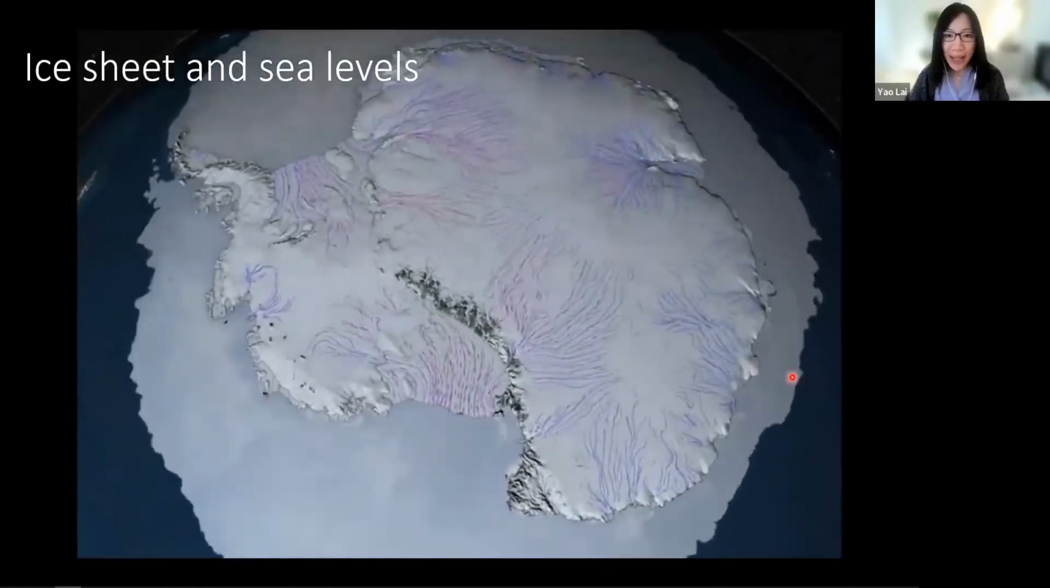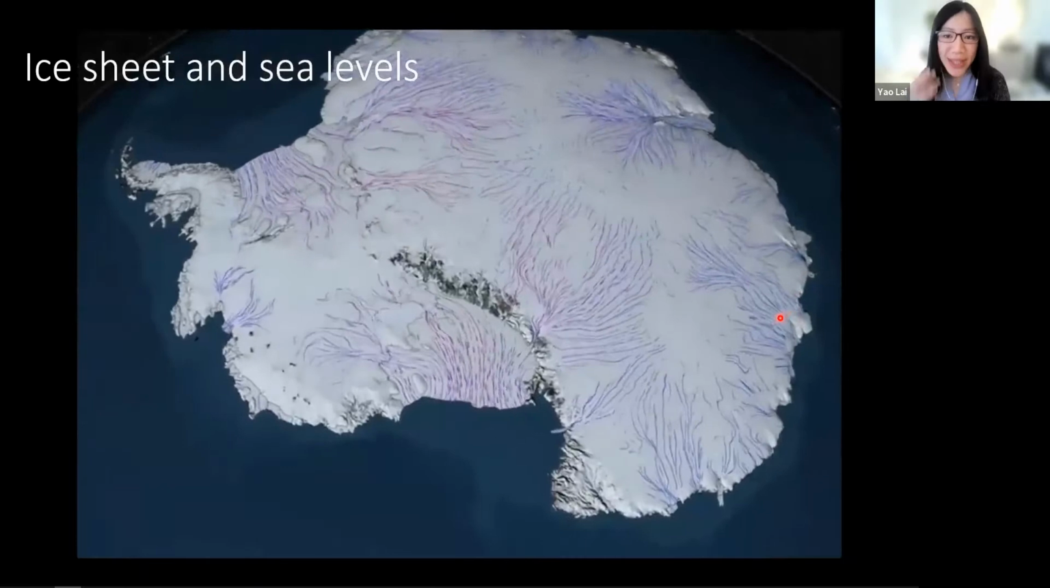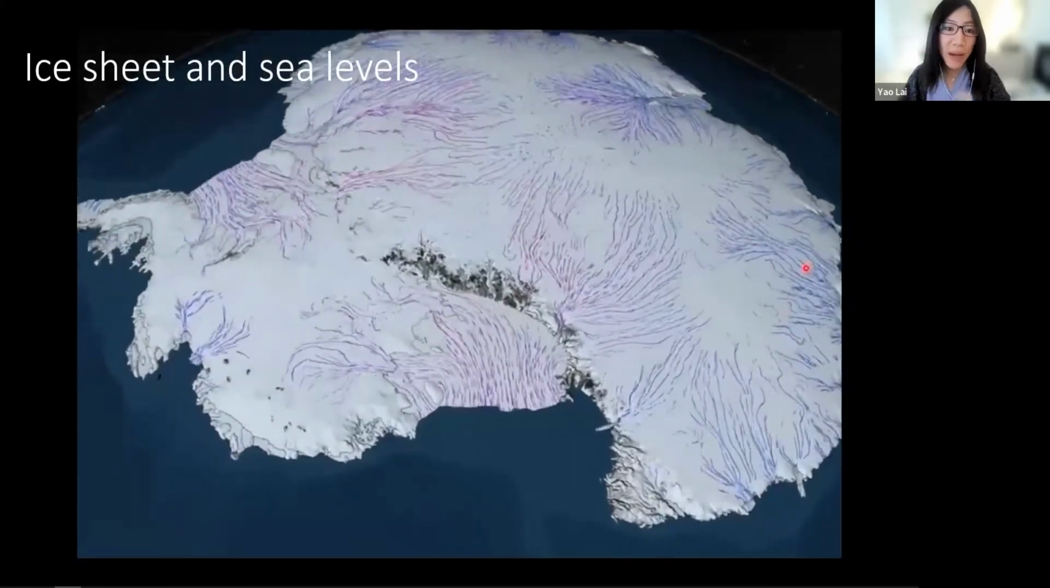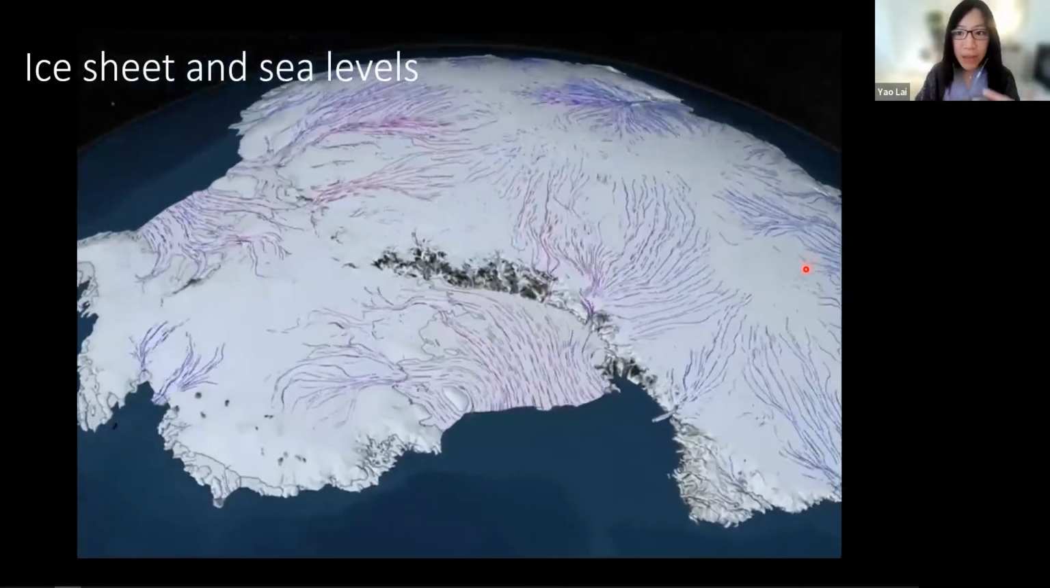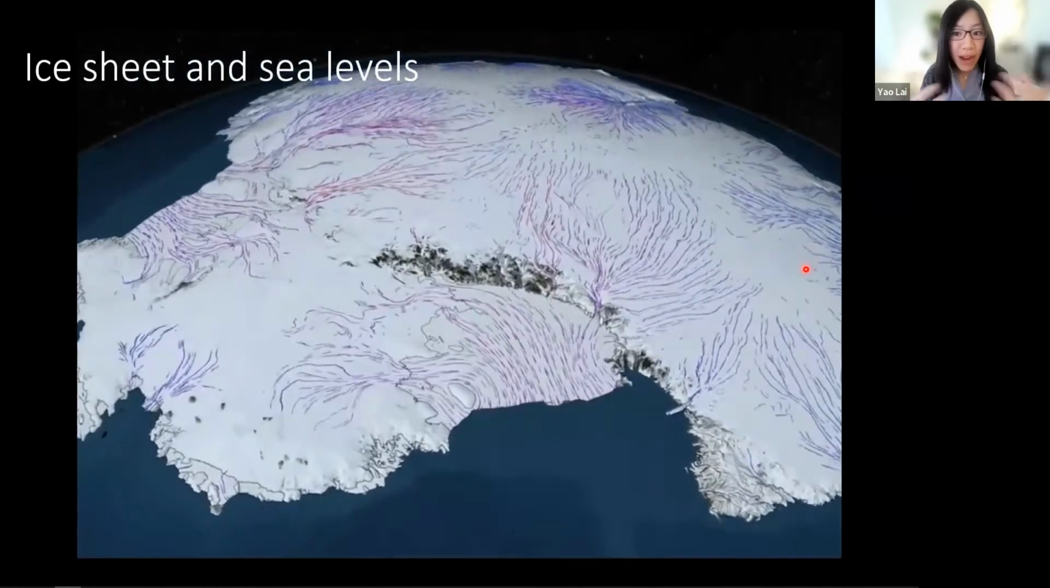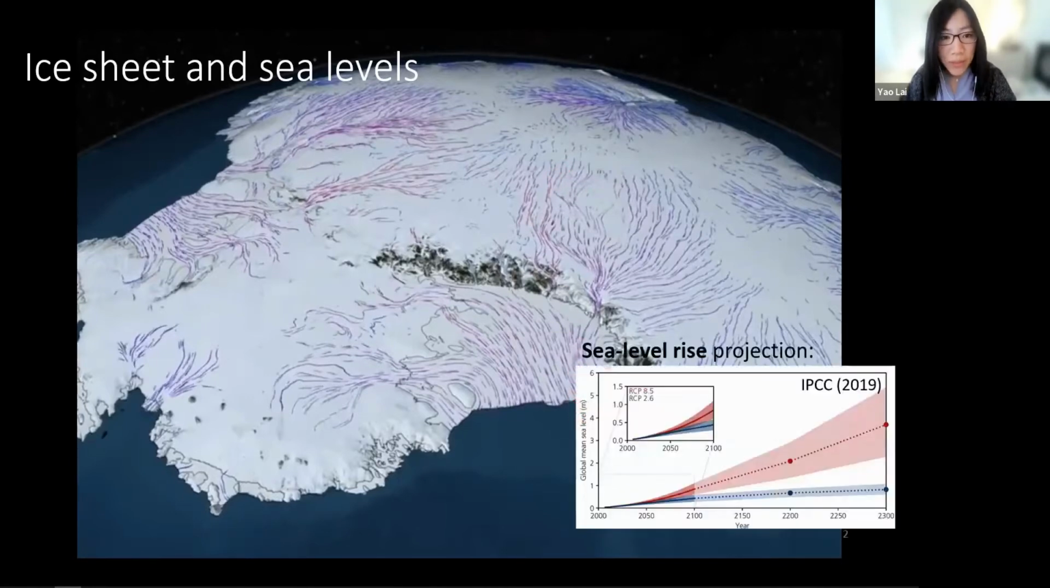So this is Antarctica. It is a giant piece of ice sitting on top of bedrock. And glaciers are ice, a viscous gravity current that flows viscously downslope into the ocean. And this continuous flow of ice from the continent into the ocean contributes to sea level rise. And so this is a current prediction of the sea level rise in the next 300 years from a recent IPCC report.